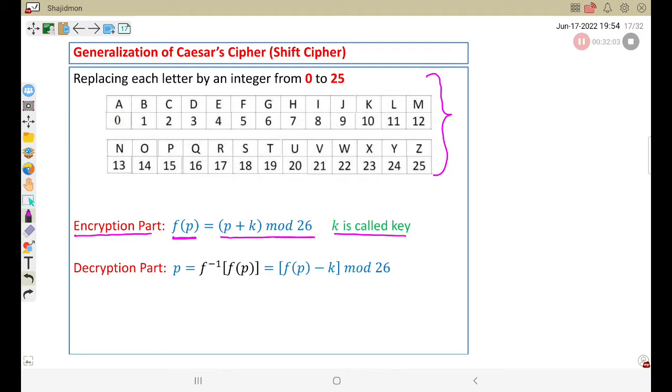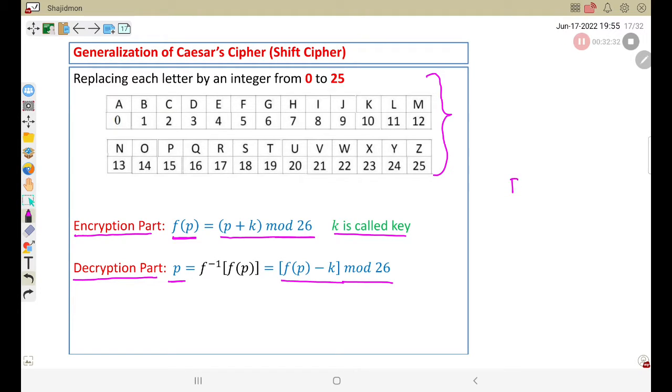So security-wise this is better than Caesar cipher, because in Caesar cipher everybody knows the key number 3, so we can easily break the communication. But here we can take another number and fix it with our integer number. So p plus k mod 26. Now decryption means p equals f of p minus k, that key number, mod 26.